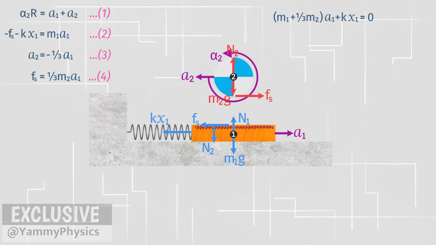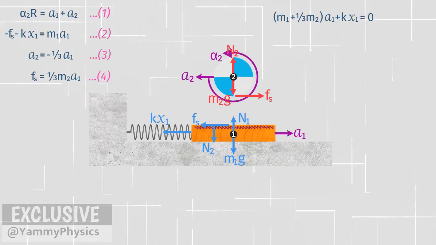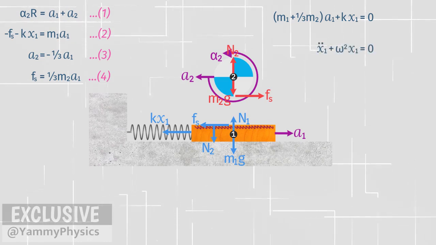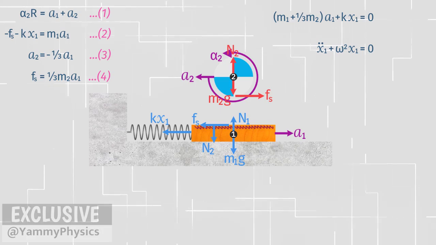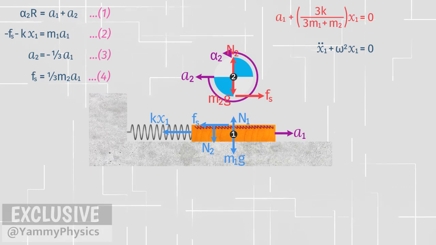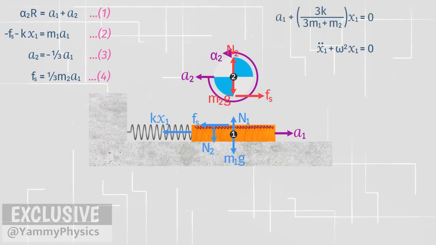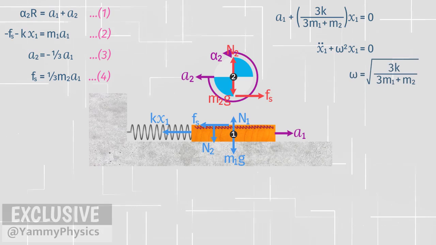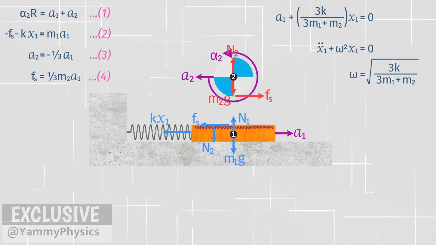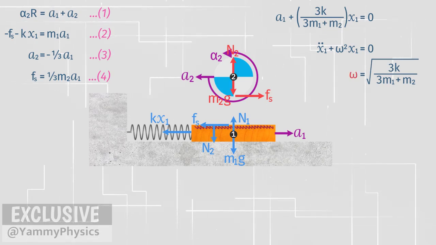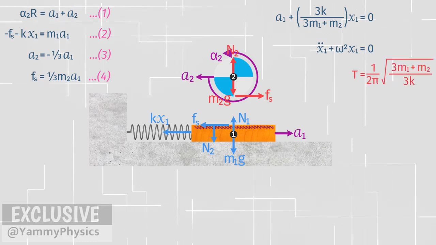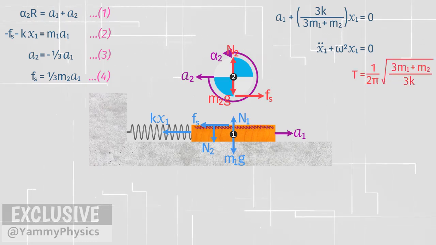Are you familiar with this equation? That's right, this equation is identical to the general equation of simple harmonic motion. So, we have to change the equation to fit the general equation. Omega is nothing but the square root of 3k over 3m1 plus m2. If you still remember, omega is 2 pi over T. This is the equation of the oscillation period of the board.